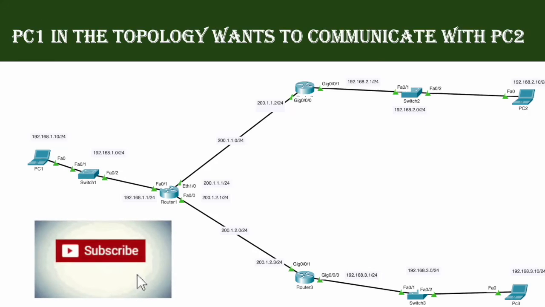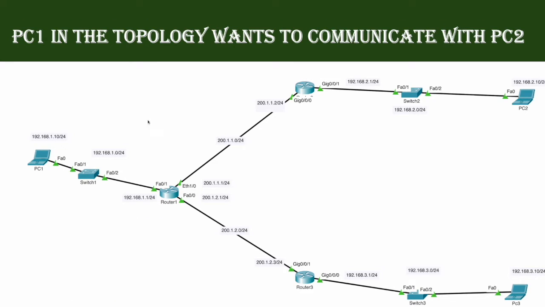In the last video, we found what all things happen on the PC. So what we want is for PC1 to send and communicate to PC2, which has the destination IP address of 192.168.2.10, and the source IP address is going to be 192.168.1.10 for PC1, and the IP packet will be crafted in that way.